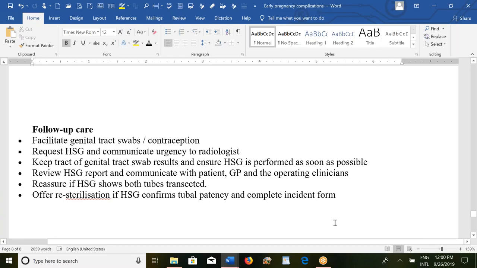So now you can take a 2-minute break and log in again, and then we will do a circuit on early pregnancy complications. Just take 2 minutes and come back.